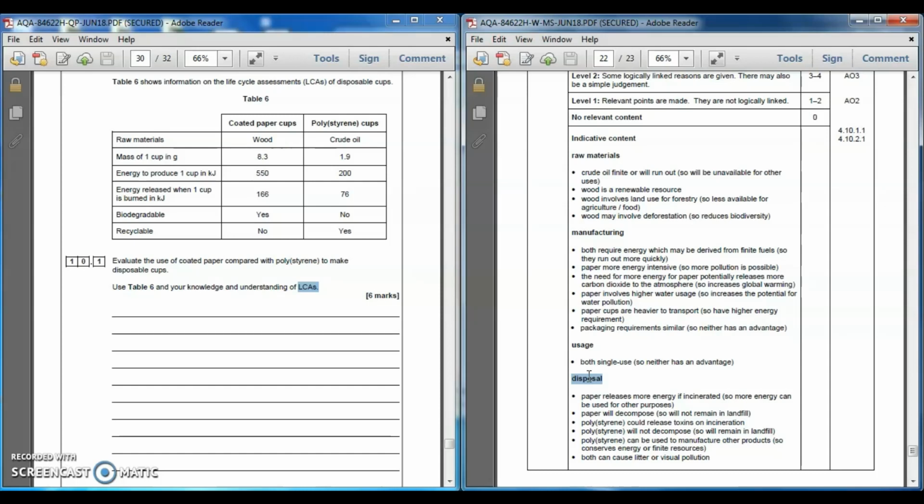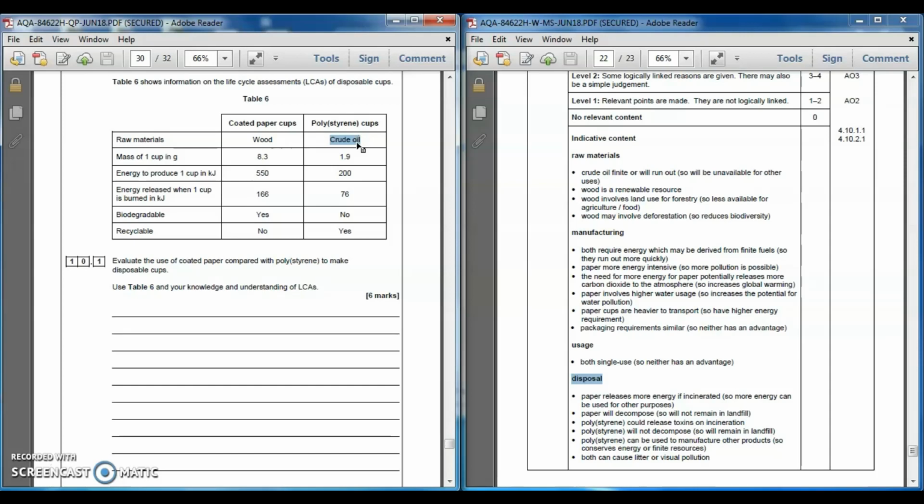So let's look at the raw materials. The first thing to say is that the wood would be a renewable resource, and that the crude oil would be non-renewable because of where they come from. Wood can be grown, and the polystyrene cups are going to be coming from a finite resource, crude oil. There's other points that you can say in there. We don't need to get too crazy about it though.